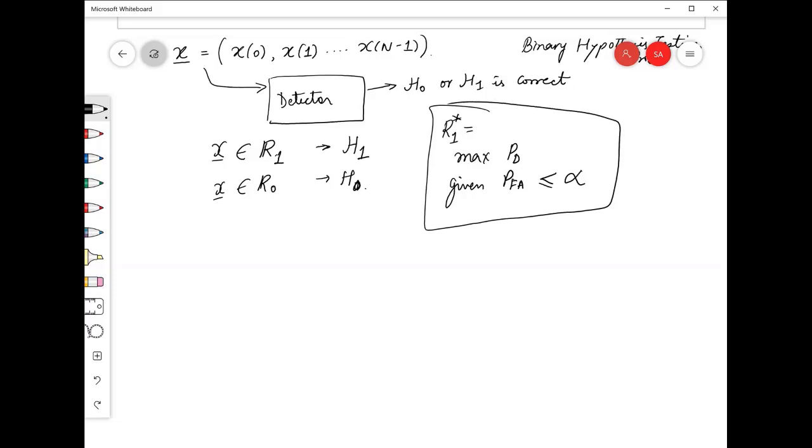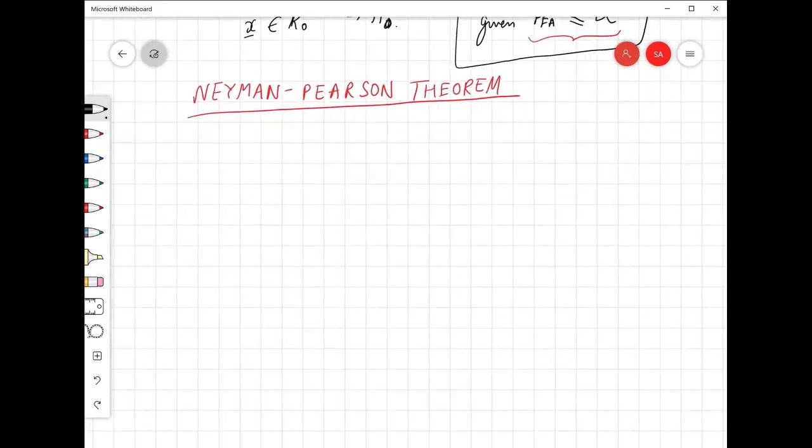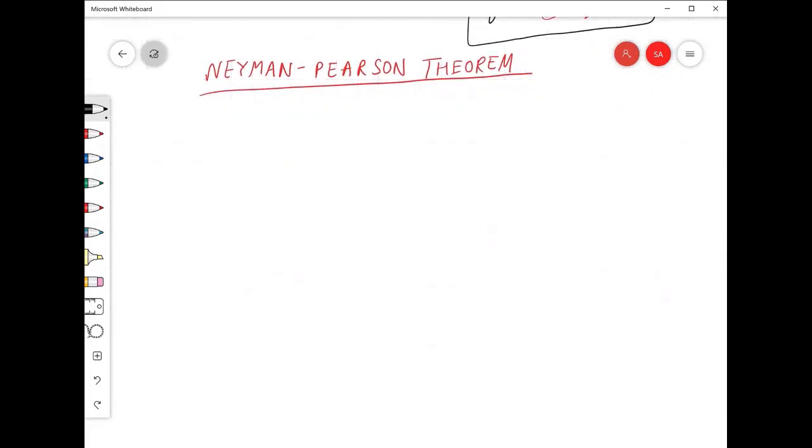Now, to solve this optimization problem, there is a very special theorem that is called the Neyman-Pearson theorem. Okay, so Neyman-Pearson theorem provides exactly what should be this region R1 such that my probability of detection is maximized and my probability of false alarm is less than certain threshold value. Okay, so let's see how we get the Neyman-Pearson theorem statement.